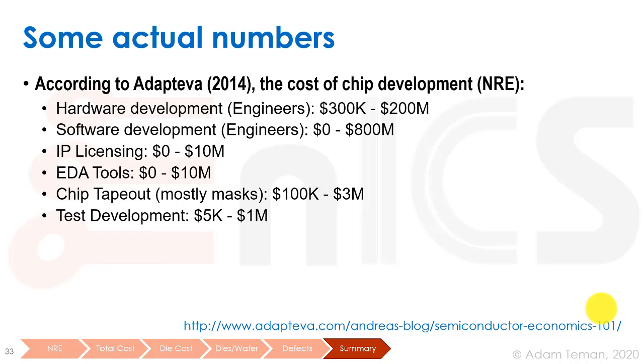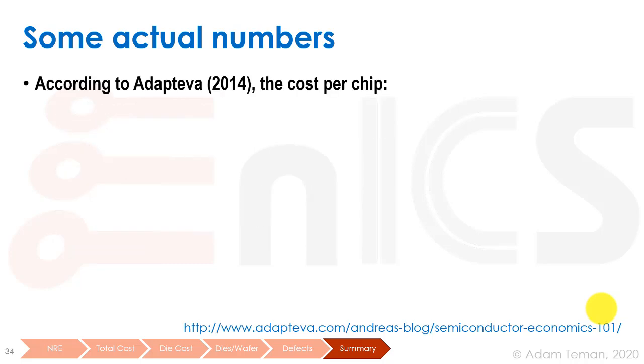Test development can be real small, just a few $1,000s, or it may be up to the millions. So if we take the total NRE, we're going on a range from $1 million for a chip, and I don't know any chips that have been made for $1 million, but it can be even $1 billion just to develop a chip for NRE.